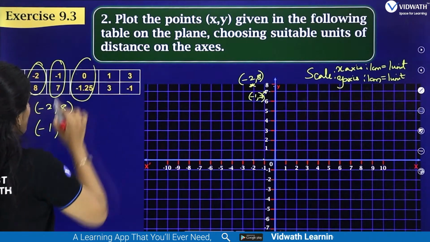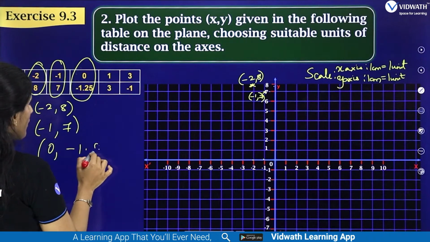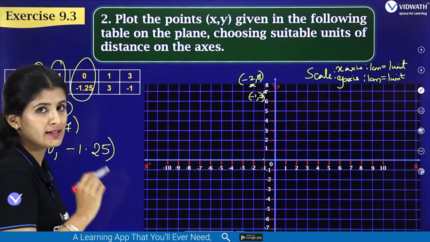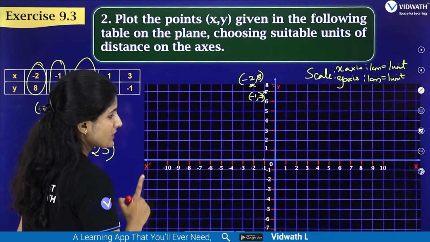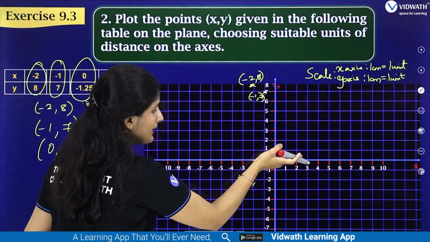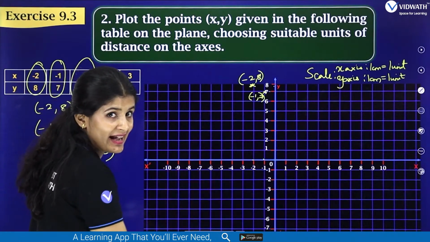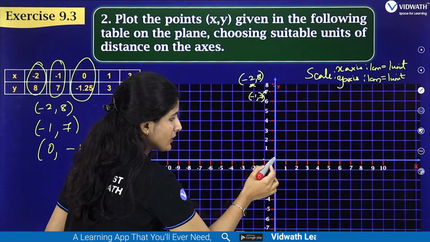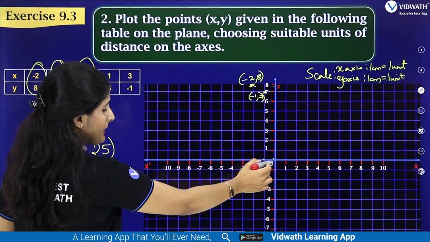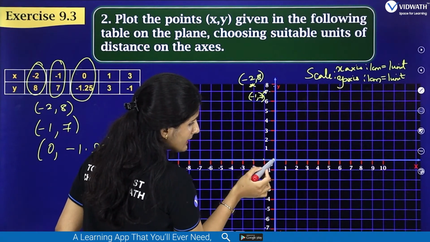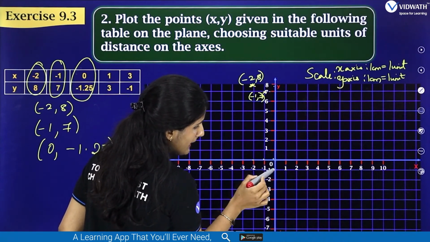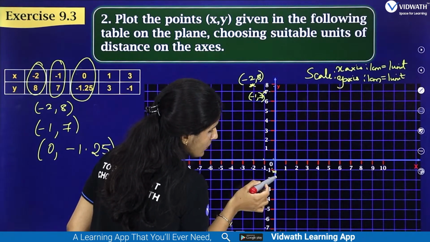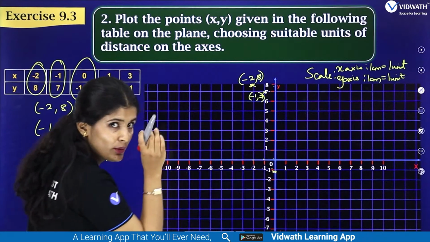Next, the point 0, minus 1.25. Here the x coordinate is 0, the y coordinate is minus 1.25. X coordinate is 0 means the point will lie on the y-axis. Why? Because x coordinate is 0. Now, the y coordinate is minus 1.25. That is, it will come below the x-axis between minus 1 and minus 2, that is quarter way through along minus 1 to minus 2.